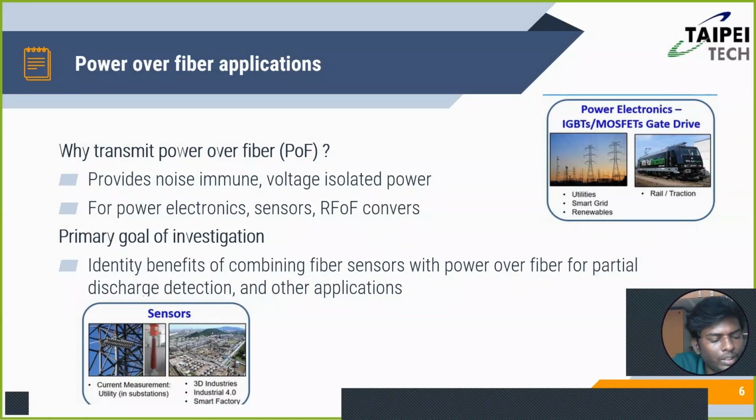Power over fiber application. Now let's talk about why we would want to transmit power over fiber. Power over fiber provides a way to deliver power safely and cleanly to systems that are noise sensitive or electrically isolated, like sensors or RF over fiber devices. The goal here is to create a hybrid system that combines optical sensing with optical power for partial discharge monitoring.